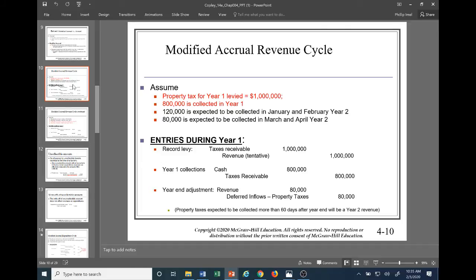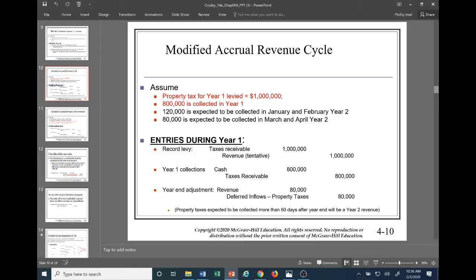Why do we need to make a year-end adjustment for that $80,000? Because we're not collecting it this year, we're collecting it next year. It has to be deferred. When we recorded that levy of $1 million, what did we do? Just look at that entry. We debited taxes receivable and we credited revenue for the full $1 million, right? So if we don't do a year-end adjustment, we're counting that $80,000 as revenue in the current period, year one, because we already accounted for it right here.